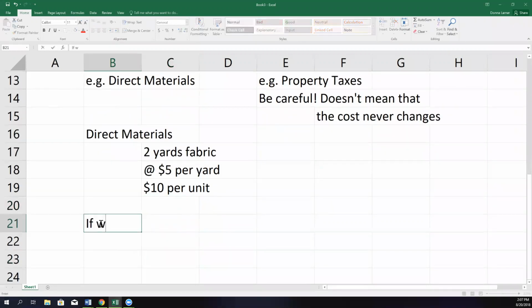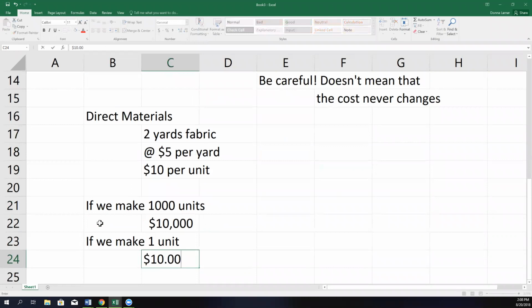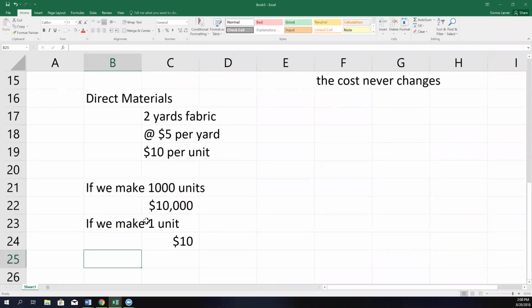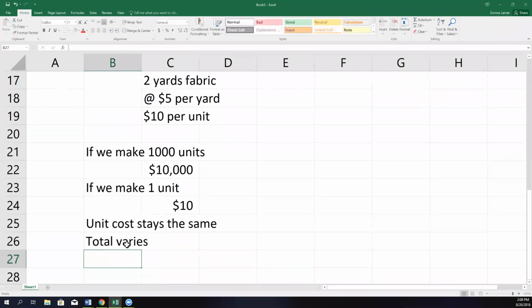So if we make 1,000 units, it's $10,000. If we make, let's say, 1 unit, it's $10. The point is that it's always going to be $10 per unit. So unit cost stays the same. Total varies. Always $10 per unit, but it can be $10,000, $10, whatever in total, depending on how many we make.